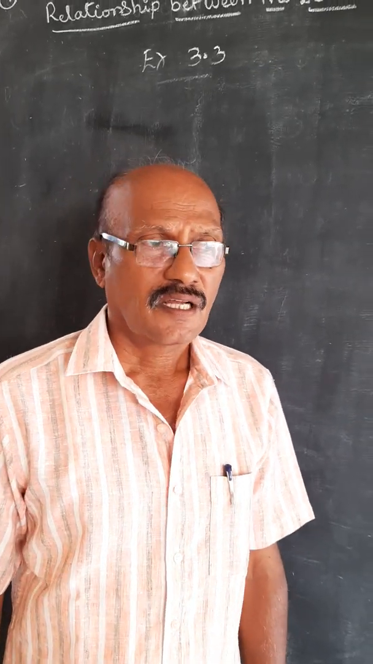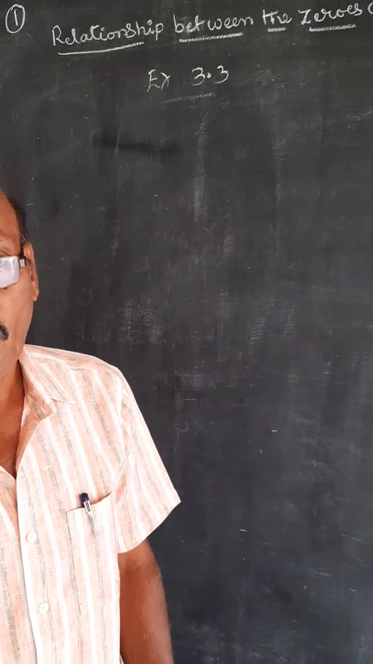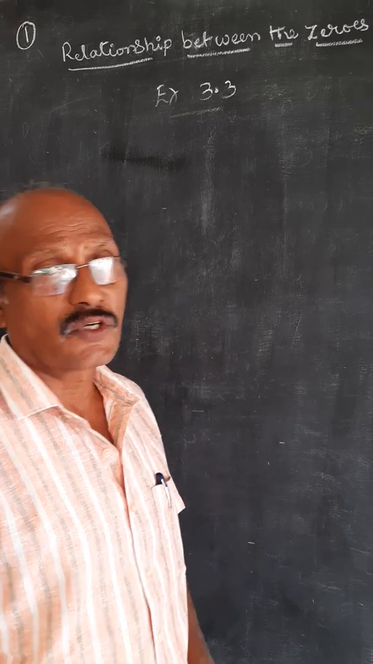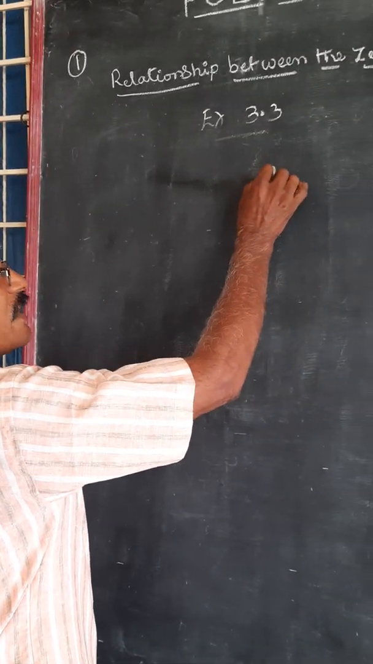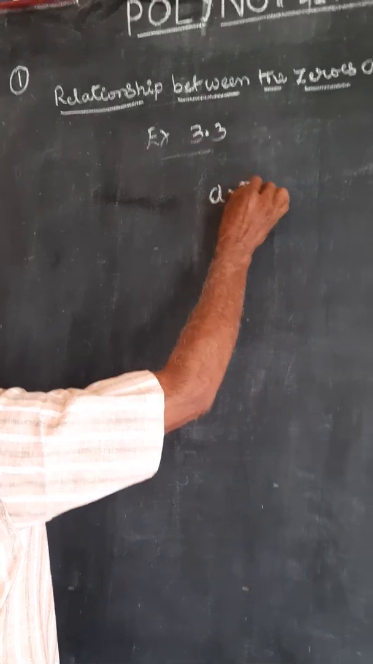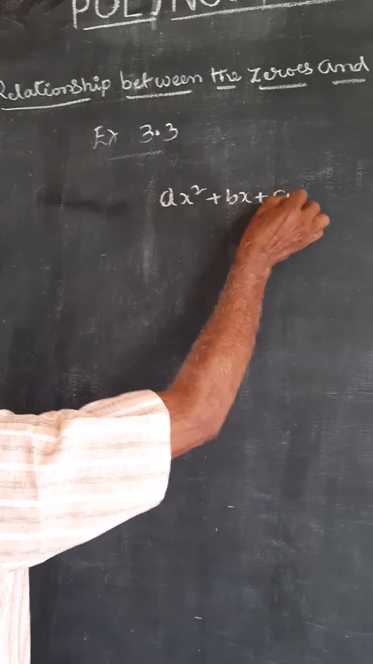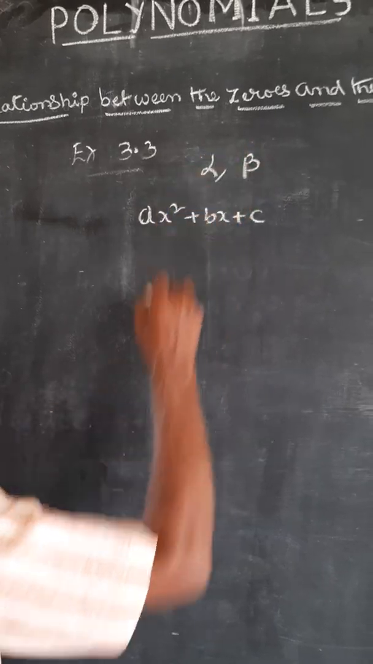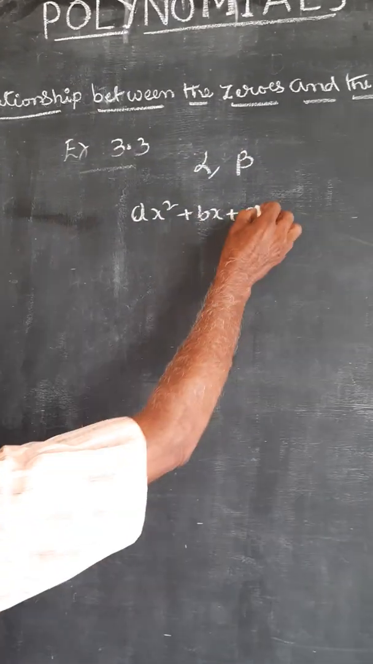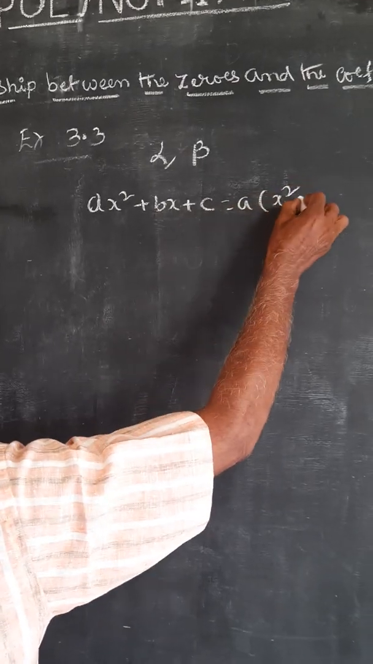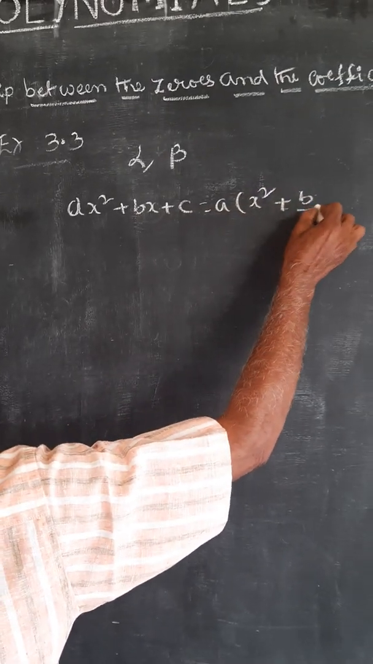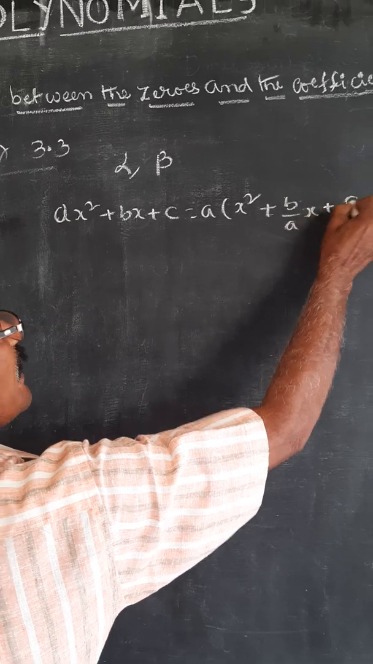Good morning, children. In this class, we will find a quadratic polynomial if the zeros alpha and beta are given. What is the standard form of a quadratic polynomial? ax² + bx + c. Suppose alpha and beta are the zeros of the polynomial, and here take a common: x² + (b/a)x + c/a.